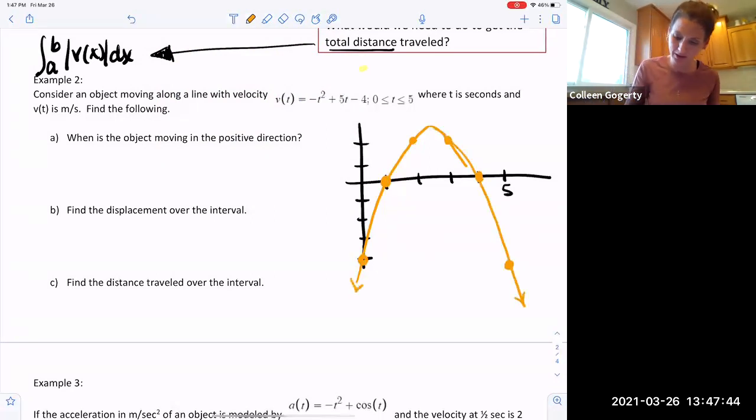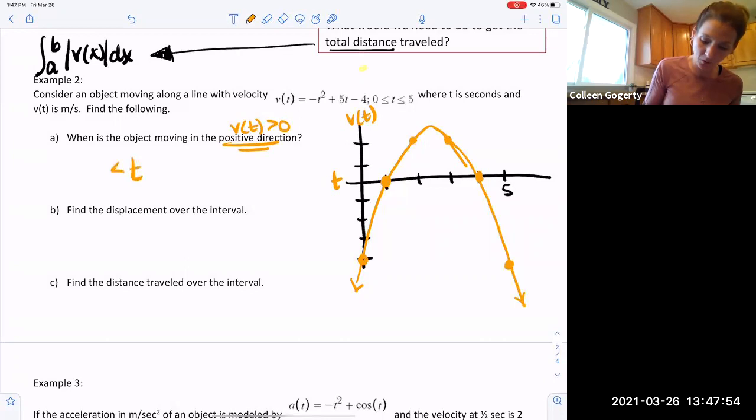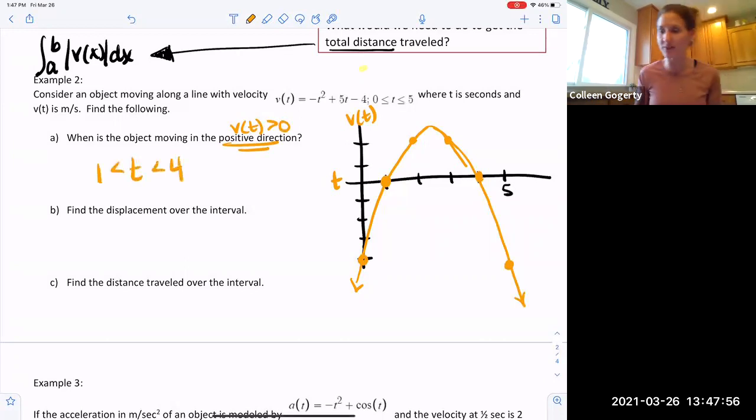All right, so here is my v of t graph. Okay, so when is the object in the positive direction? Well, that means I need v of t to be positive. So that is occurring in between 1 and 4 seconds.